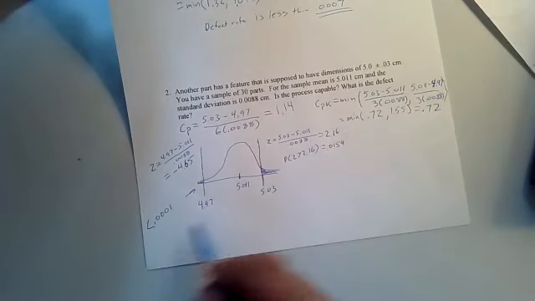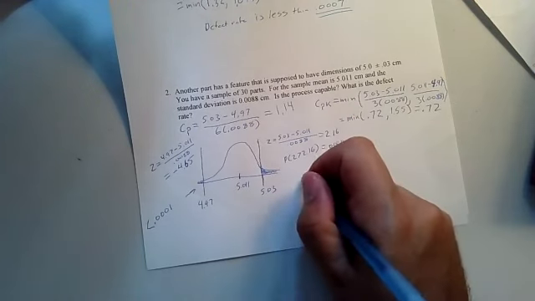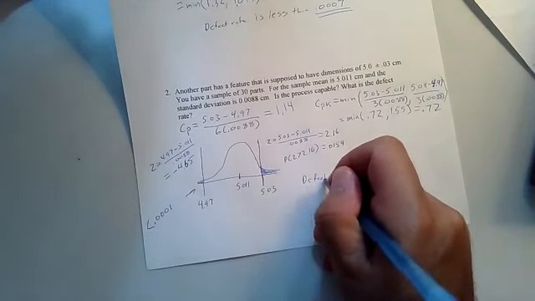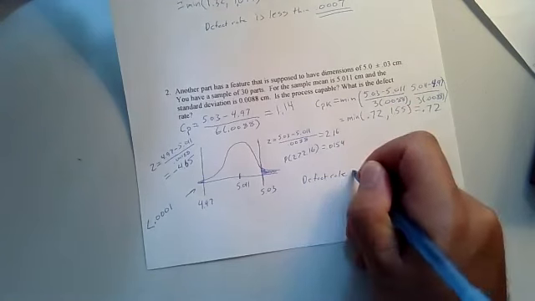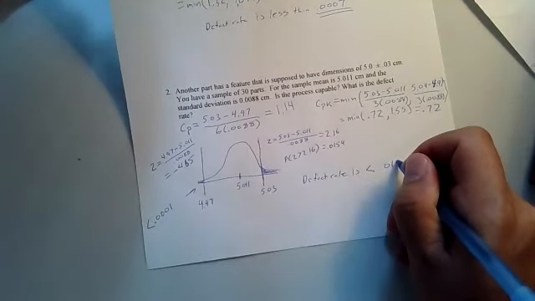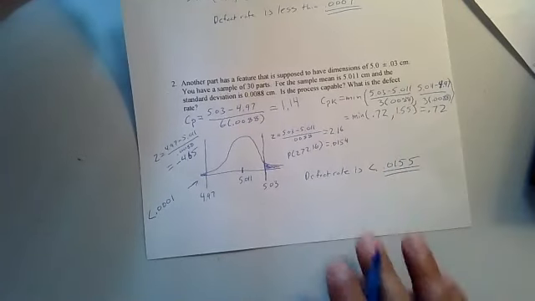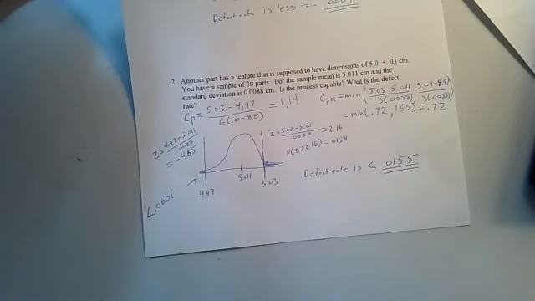If I go ahead and add that other 10,000th in, I get the defect rate is actually less than 0.0155. There's an approximation of the defect rate as well in this problem. Hopefully that's helpful if you want to find the defect rates, and also to find the CP and the CPK, or the capability of the machine in producing to the specification limits.